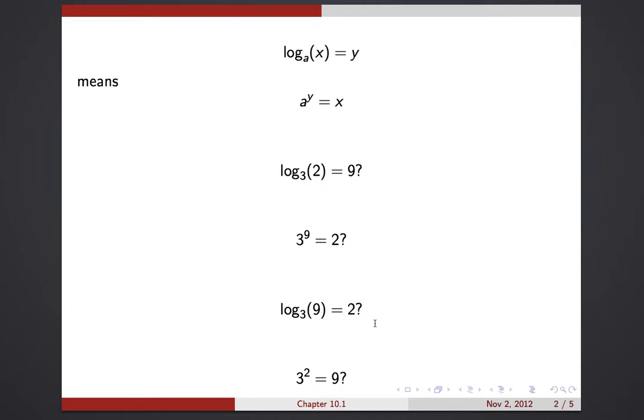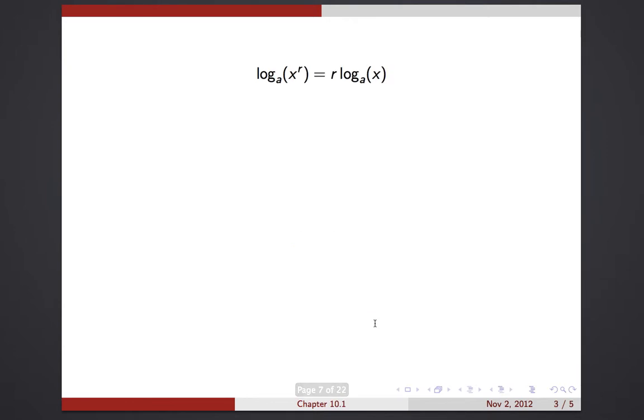Okay, so that's just what logs are. Why do we care about them? Why are they useful? Well, there are many reasons, but for the sake of your particular question, this property of logs right here is what's useful. So let's just say in English what this is saying. It's saying log base A of x to the r equals r times log base A of x. So what it does is it turns an exponent into multiplication, if you like. It turns exponentiation into multiplication.